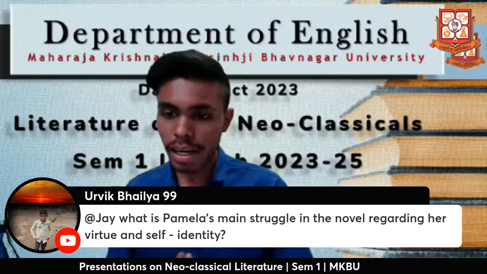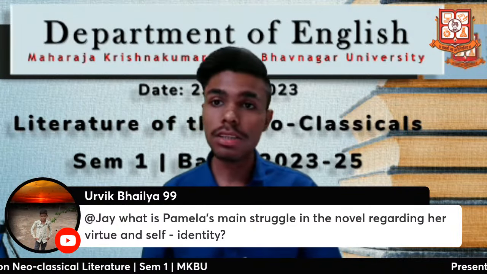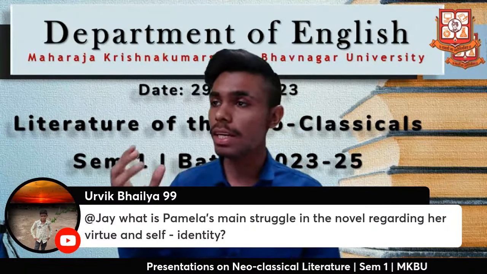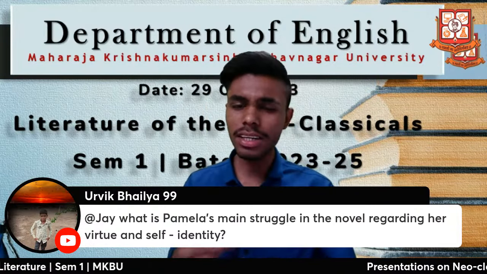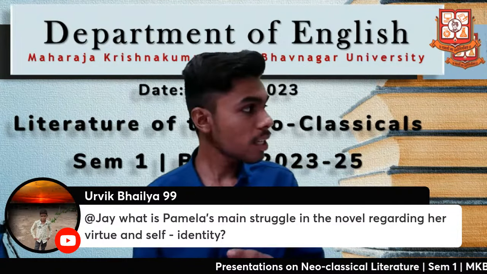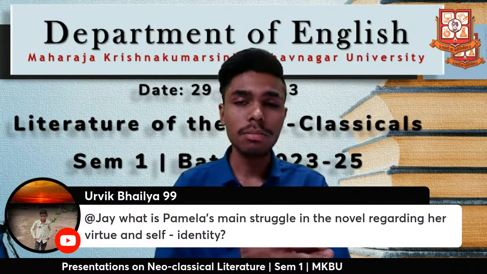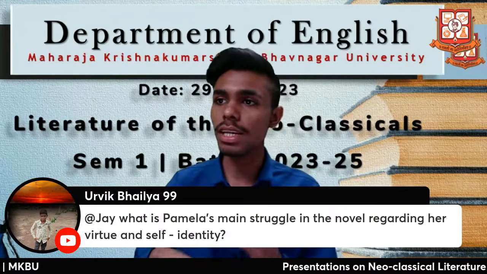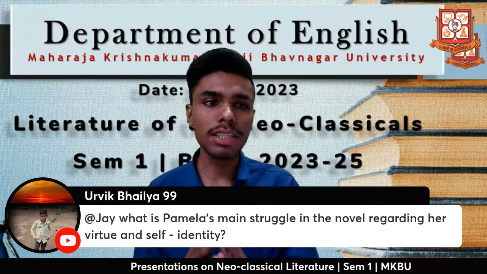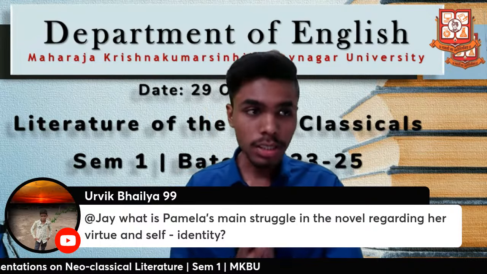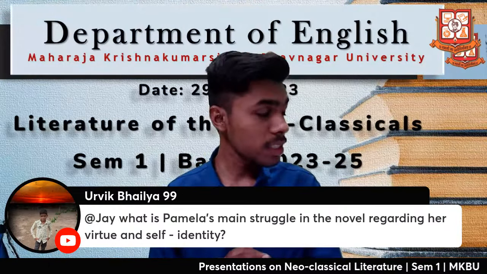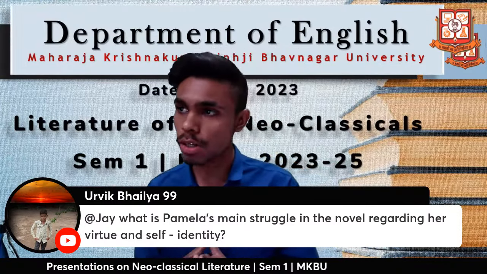So what is Pamela's main struggle in the novel regarding her virtue and self-identity? In the novel Pamela, the character of Pamela is struggling for many things, but the main thing we can find is that Mr. B is seducing her, or in a way trying to rape her. We can also see how Pamela is trying to go far from Mr. B, but still we find the conflict, the social behavior because of the upper class and lower class. Her main struggle was caused by Mr. B. Okay, thank you everyone.